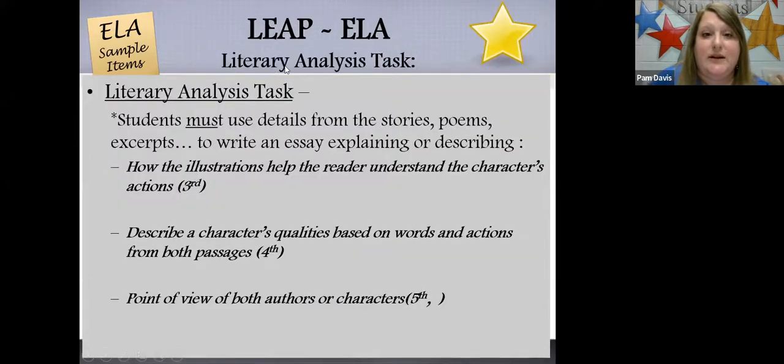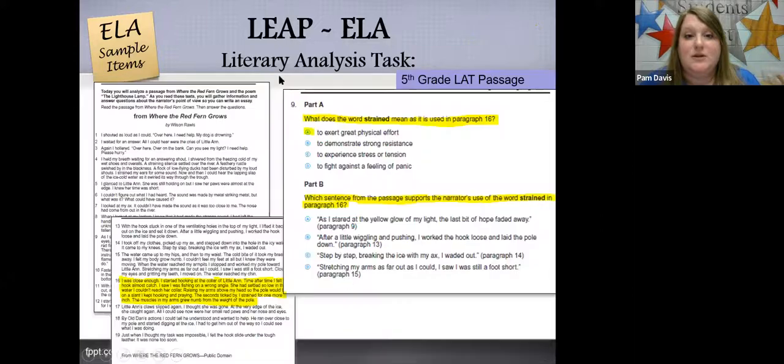There's also a literary analysis task. This is where students are going to use details from stories, poems, and excerpts to write an essay explaining or describing how, these are examples from the different grade levels, how the illustrations help the reader understand the character's actions. 4th grade, describe the character's qualities based on words and actions from both passages. 5th grade, point of view of authors or characters. These are examples of literary analysis tasks. This is a 5th grade example.